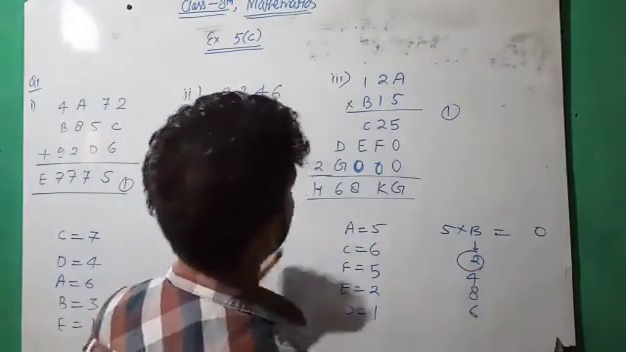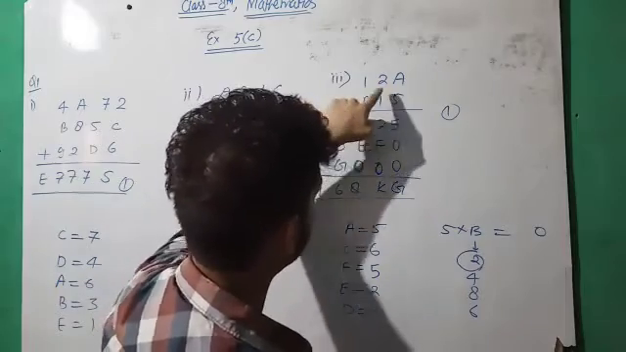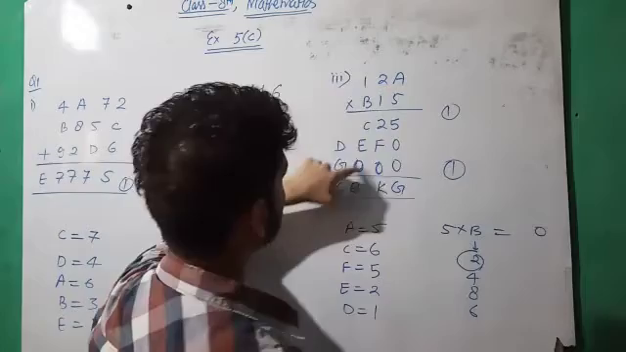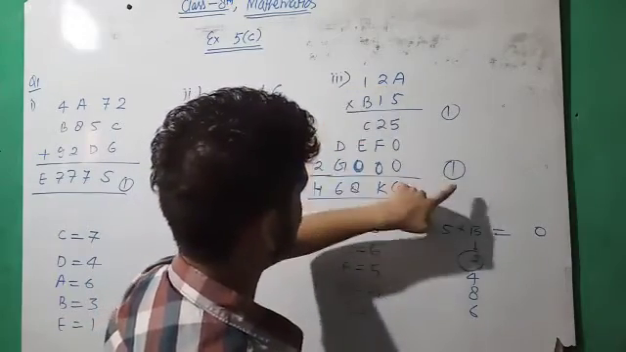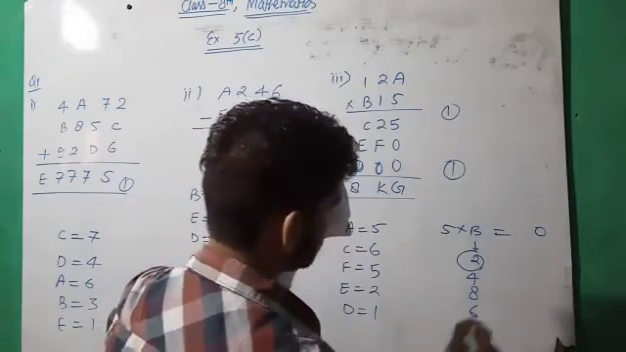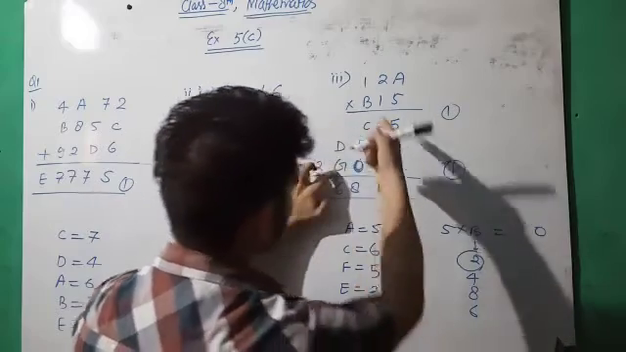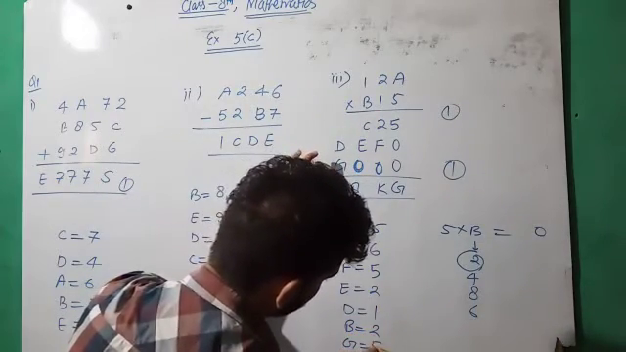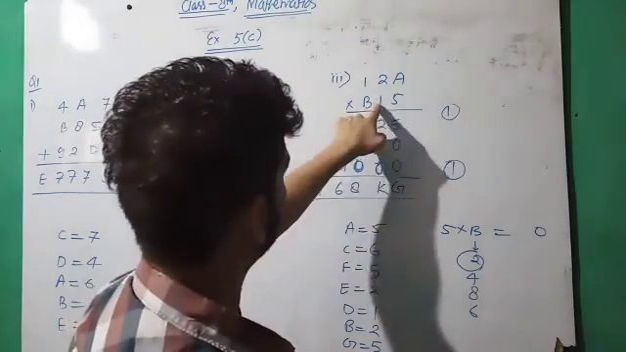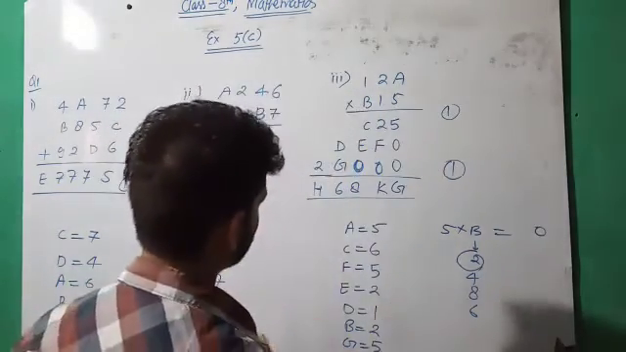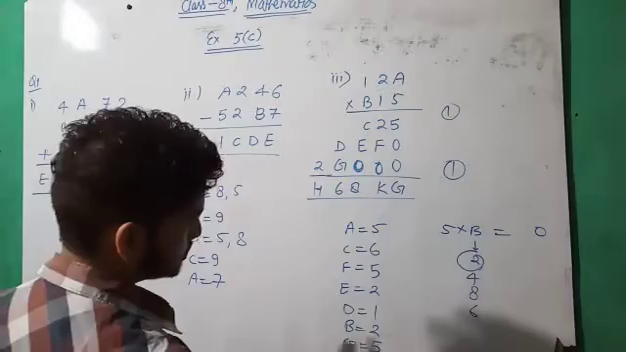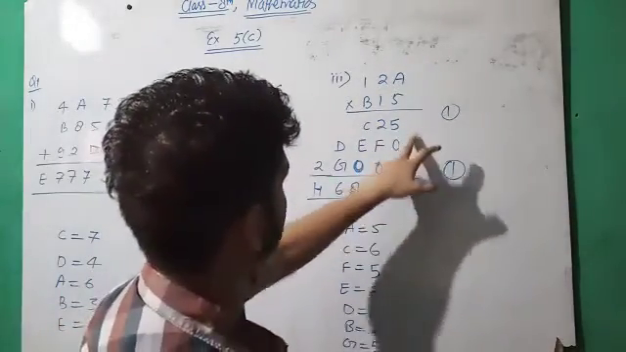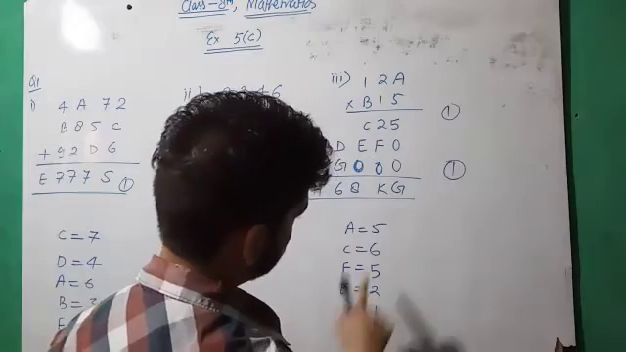First we check b as 2. So 2 5s are 10, carry 1. Then 2 4s are 8, 8 plus 1 is 9. It means z equal to 5. If b equal to 2, then g must be 5. Then 2 into 1, 2. So this is okay. So b must be 2. Now the final one, 5. So g equal to 5.